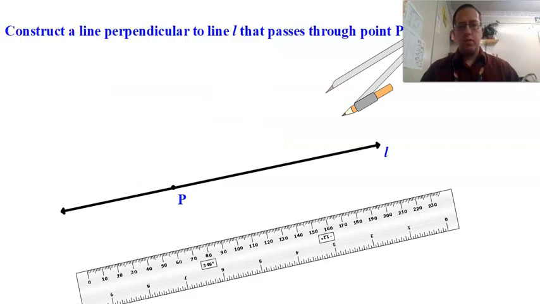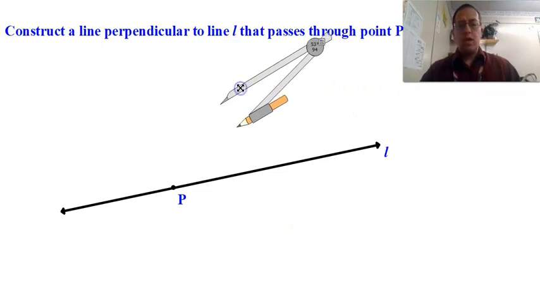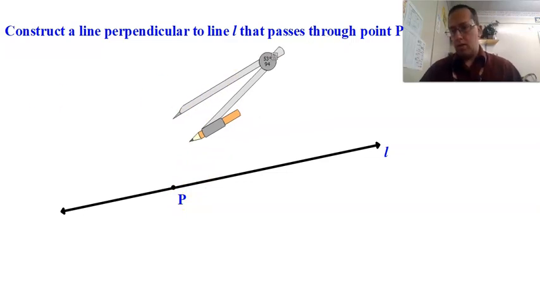What we're going to do first is construct a line perpendicular to line L that passes through point P. Now, if you remember, what we've done before is draw a perpendicular bisector, right? It drew a perpendicular line and it bisected a segment, went through the midpoint of a segment. But this is a line, it doesn't have a midpoint. And even if it did, we're not looking for the midpoint, we're looking for a perpendicular line through point P, not the midpoint, right? So what we're going to do is very similar.